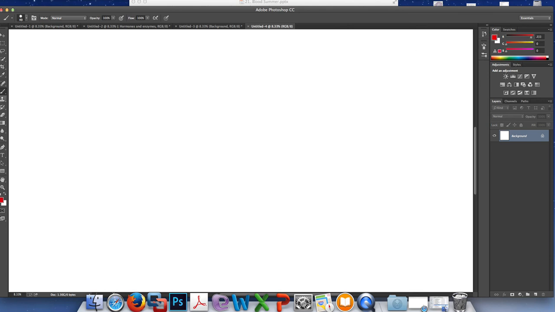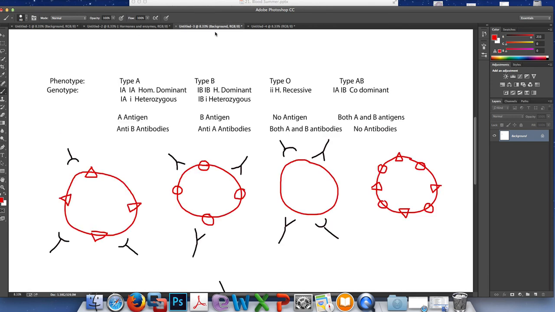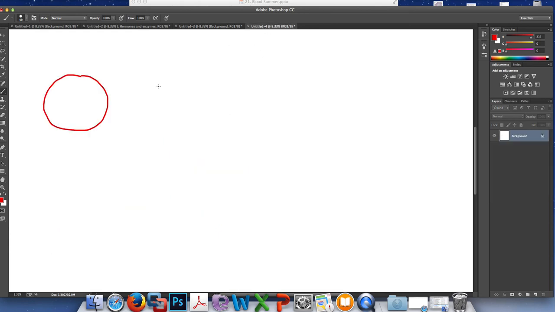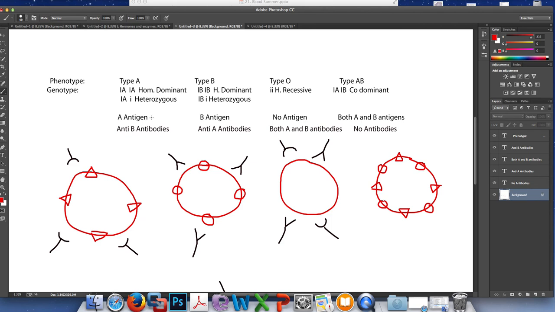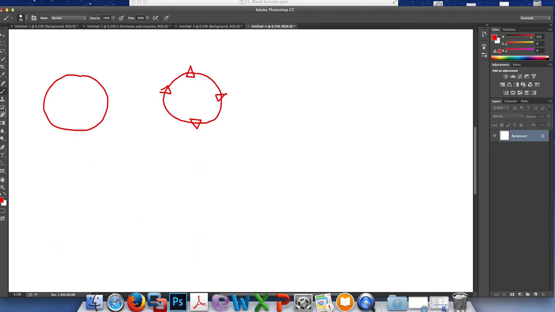Let's say I have somebody who is type O blood, and we know type O, if we go back here, means it has no surface antigens, and it has both A and B antibodies, but because it's the donor, we're only concerned about the red blood cell. And let's say this person is donating to somebody who is type A. So we know type A blood has A antigens. And if we go back here, we see type A has A antigens and anti-B antibodies. So let's go ahead and draw those in.